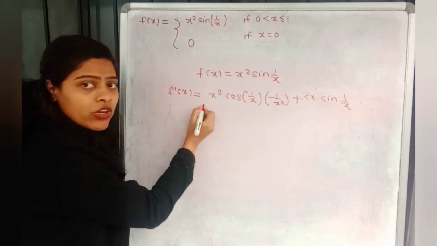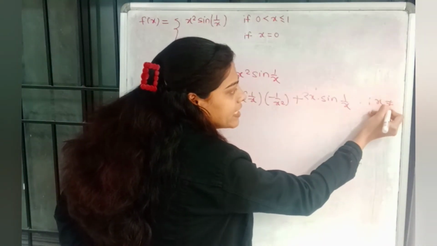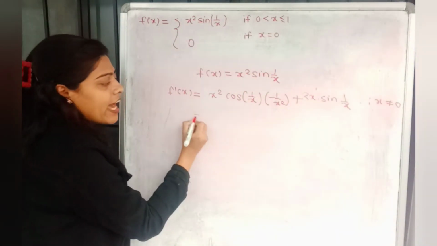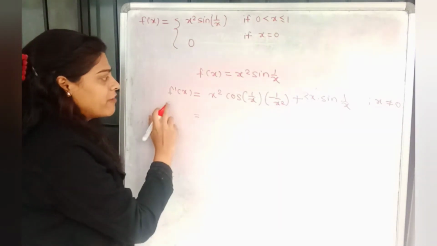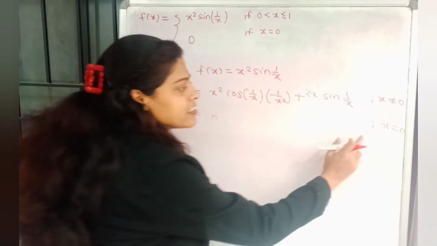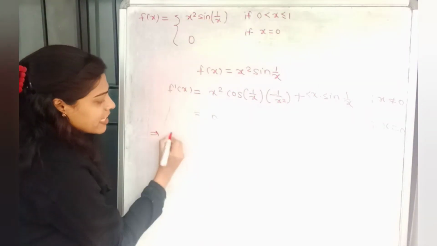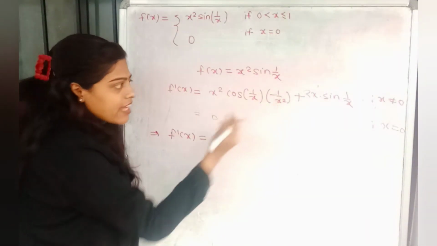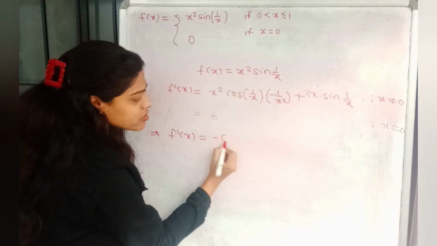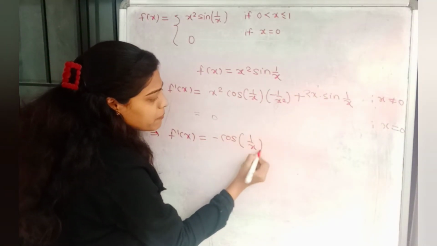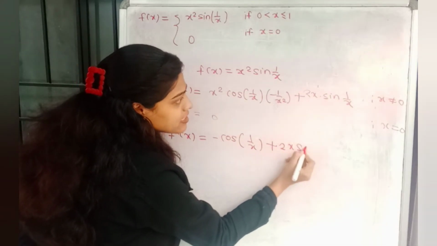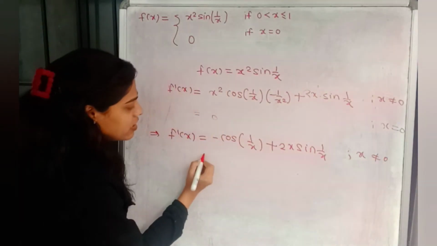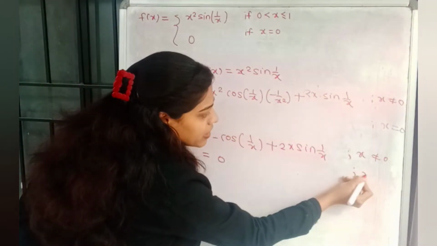This is possible only when x is not equal to 0, that is x lies in the semi-open interval 0 to 1, and as we have already proved that f dash of x is equal to 0 when x is equal to 0. Now that implies f dash of x is equal to, x square will get cancelled, then the remaining term is minus cos 1 by x plus 2 times x sin 1 by x when x is not equal to 0, and 0 when x is equal to 0.